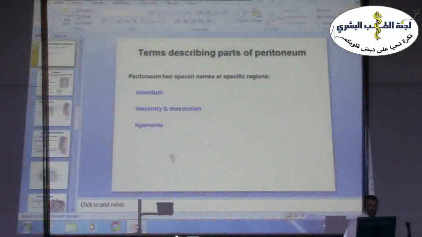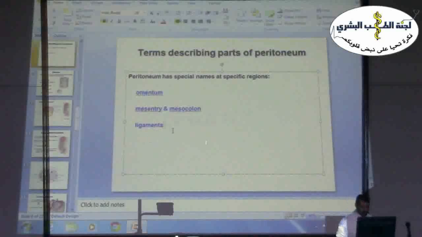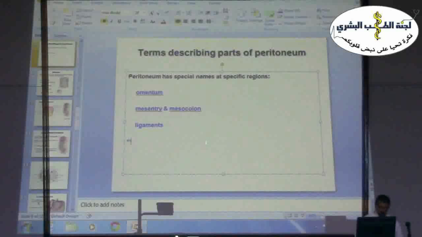But remember, all of these names: omentum, peritoneum related to the stomach; mesentery, peritoneum related to the small intestine; mesocolon, peritoneum related to the large intestine; ligaments, peritoneum related to solid organs like the liver and spleen. Okay, and all of these structures, remember that they always have to be double layer. Why double? Of visceral.